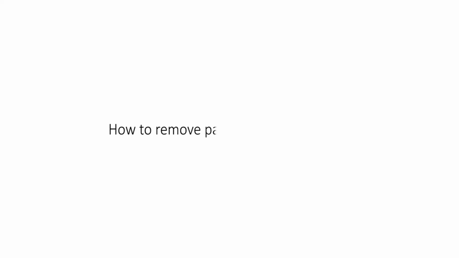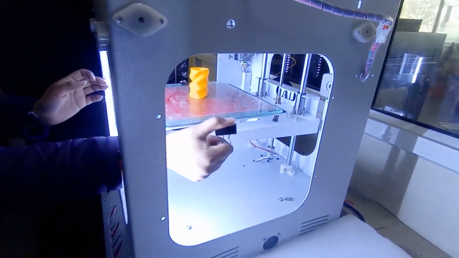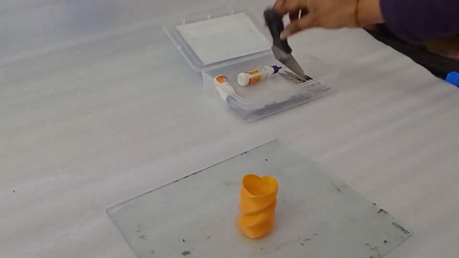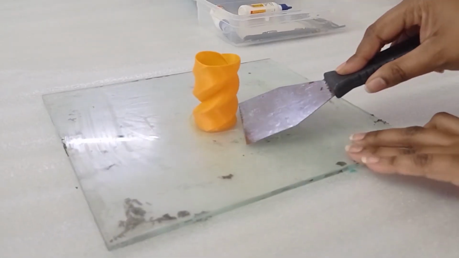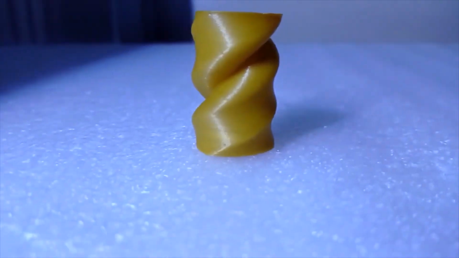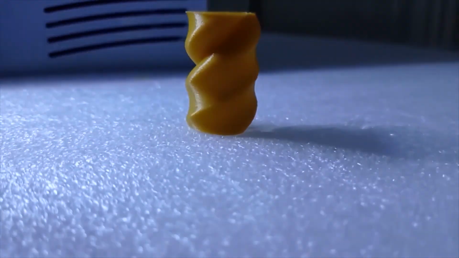How to remove parts from the 3D printer. First, remove the bed clips. Then, take out the removable glass. After that, take the spatula from the toolbox. Just with a gentle push of the spatula, try removing the print from under the glass bed, and it should be done.